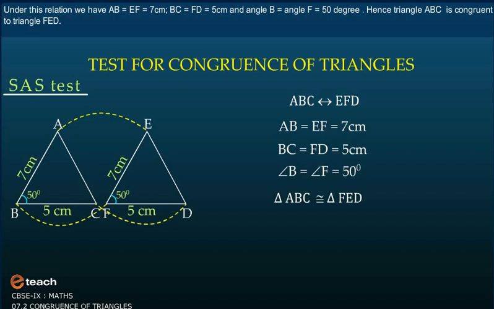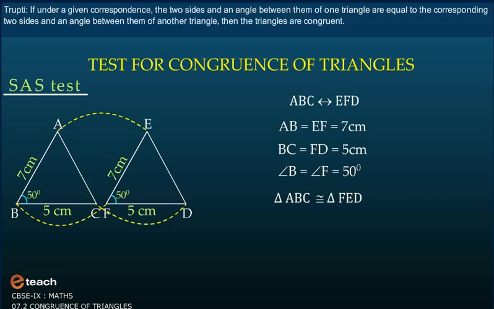Now, Tripti says if under a given correspondence, two sides and the angle between them of one triangle are equal to the corresponding two sides and the angle between them of another triangle, then the triangles are congruent.